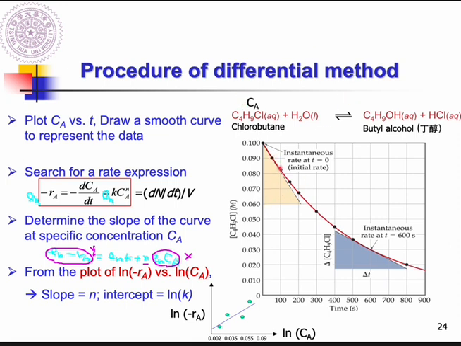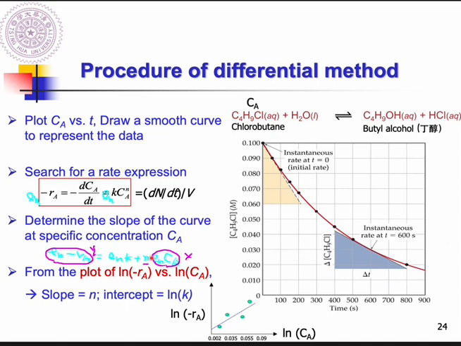Because if you cannot get a very correct data point, then after you take a slope on each data point, the variation will be quite large. So even after fitting, you still cannot have a correct reaction order. In order to overcome these difficulties, as you know, when we perform experiments there are always some experimental errors, right?